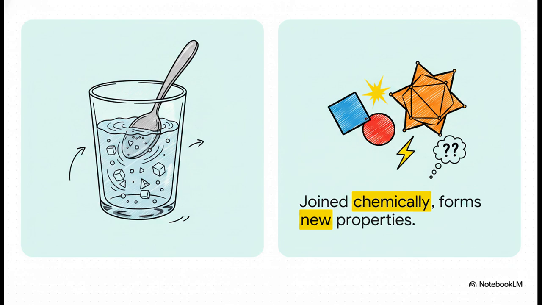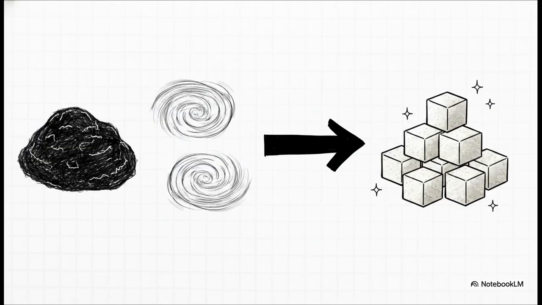But when elements join together chemically, they form a compound. And here's the kicker. The properties of a compound are often entirely different, completely unrecognizable from the original elements that created it. Let's look at the sheer magic of compounds using glucose, the sugar sitting right there in your morning cereal. It's made of carbon, hydrogen, and oxygen.